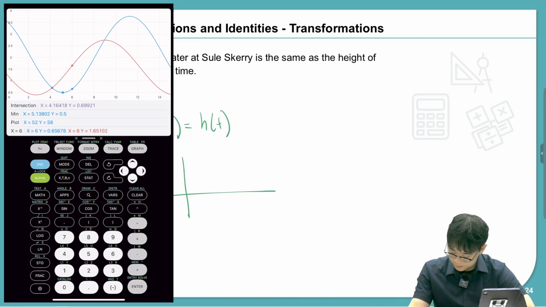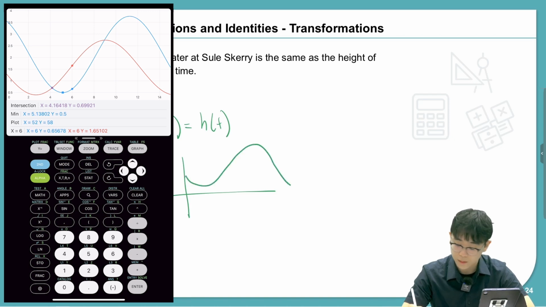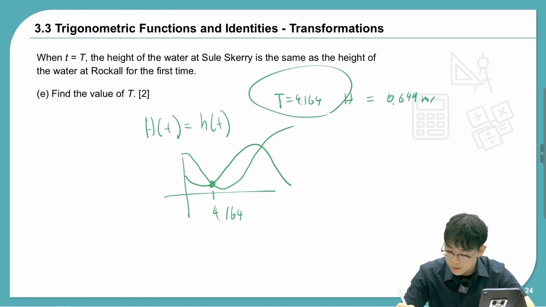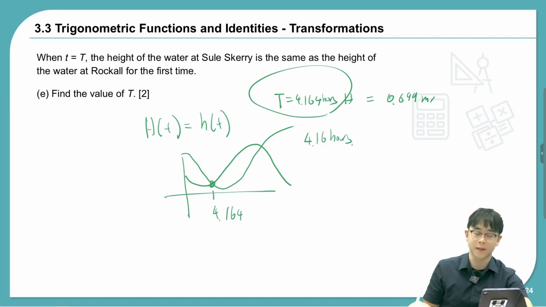Okay, so the value of t is going to be around 4.164. Okay, so if you were to sketch here and here, these two graphs would intersect at 4.164. So t is going to be 4.164, right? Because the height at these points are going to be 0.699 meters. Okay. So we can just leave that in hours, or we could just write 4.16 hours. Okay. And there you have it. That's number 10 for you.